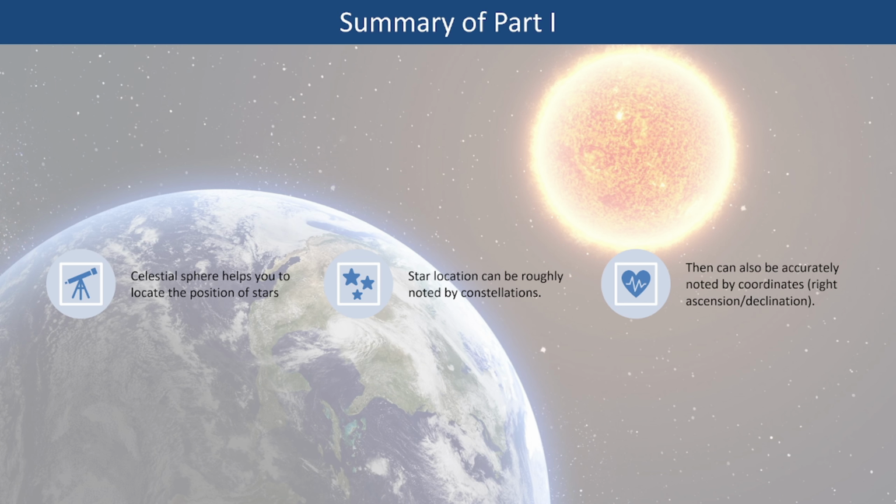Okay, so that's so much for part 1. Let's do a quick summary. I talked about the celestial sphere, which helps you to locate the position of stars. And then we talked about how star location can be noted by two methods. Method 1 is roughly noting by names, which is constellations. And also you can accurately note their coordinates, which are right ascension and declination.